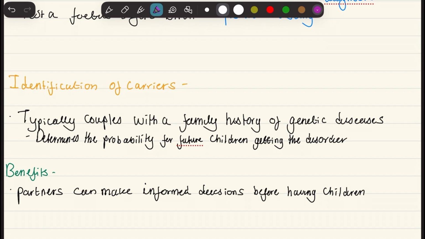So there's going to be identification of carriers. Typically, this will be a couple who want to see the chances of the child having a specific disease that runs through the family, per se, sickle cell. They're going to analyze the DNA of both parents and find the probability that future children will have the disorder. Remember, this is similar to drawing your pedigree charts. It's independent for each child, so the chances of one child having a disease is the same as the next child, and so on. The benefit is that it allows the partners to make an informed decision. If there's a high risk of the child having a particular disorder, at least now they know. They can think maybe we're going to have to go adoption, maybe we're going to have to go IVF. It just means that they have the right information to make a good decision.